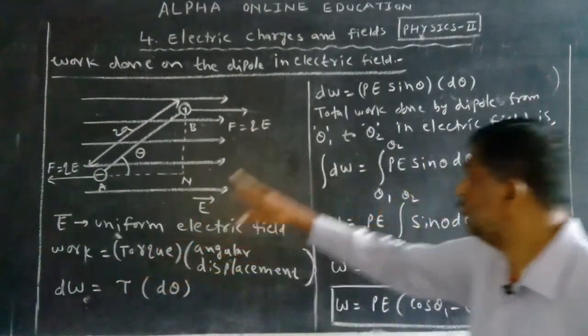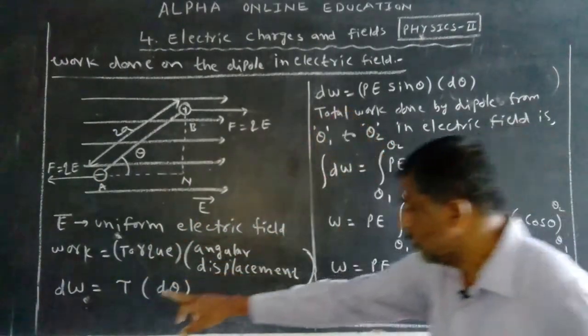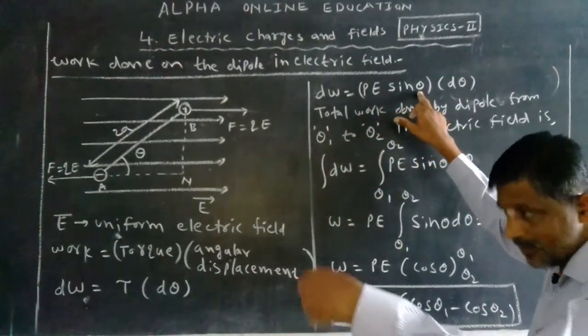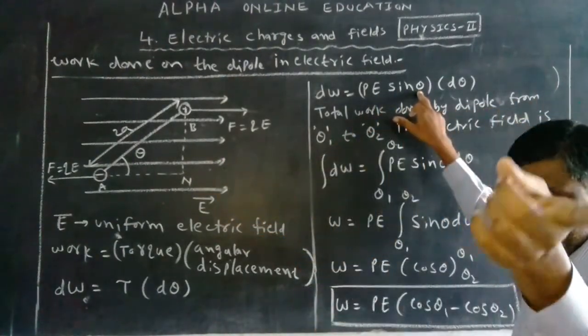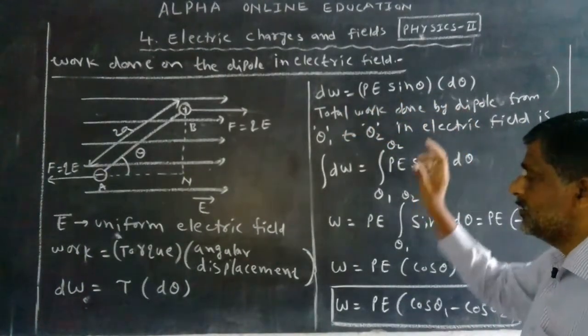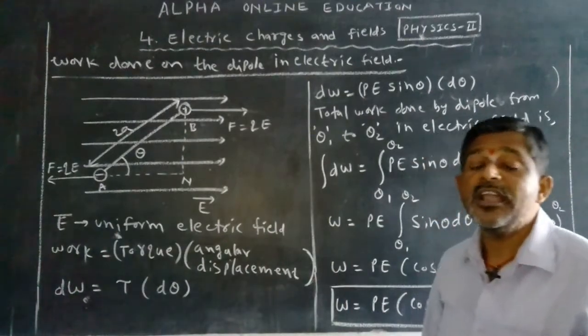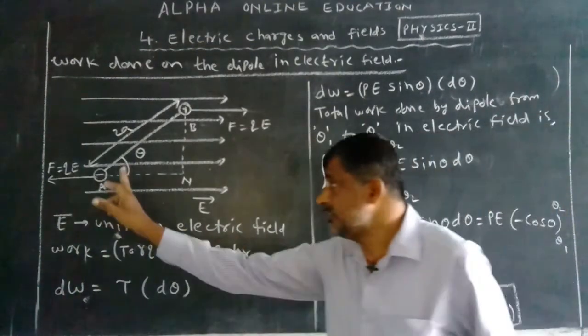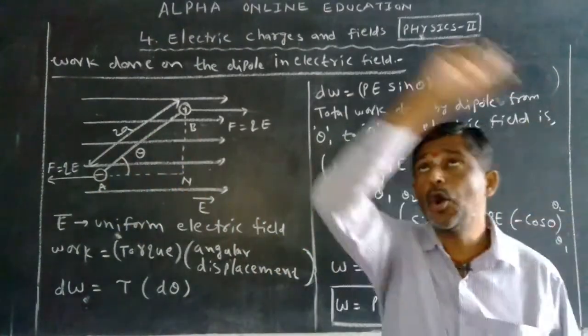Okay, dW. What is tau? Tau is PE sin theta, before this topic that we completed. So dW is equal to PE sin theta d theta. This is the small amount of work done by the dipole in the electric field with a small deflection d theta.